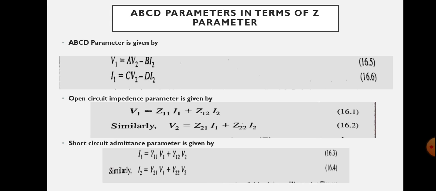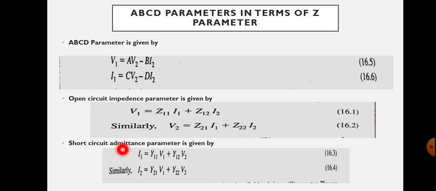In the case of impedance parameter, we will represent V1 and V2. And for the admittance parameter, we will represent I1 and I2. And for the ABCD parameter, we will represent V1 and I1. Okay, that is the first thing you remember. First of all, in the case of impedance parameter, V1 will be represented in terms of I1 and I2. So it will be the Z parameter, that is V1 equal to Z11 I1 plus Z12 I2, and V2 equal to Z21 I1 plus Z22 I2.